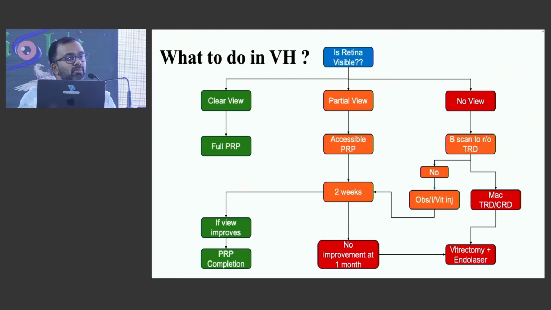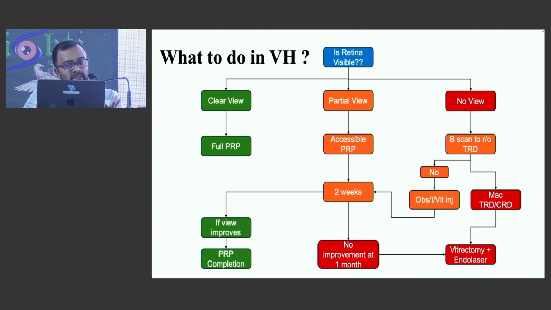Now, what happens when you have a vitreous hemorrhage? The flowchart I usually like to follow is, if your view is good, then you do a full PRP. If you have a partial view, you can do an accessible PRP to the visible areas and reassess the patient after 2 weeks. If the view improves, you can very well do your completion of the PRP. If the view is still bad or if it worsens, your options are either vitrectomy and endolaser.